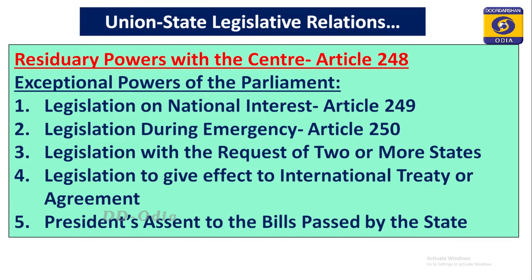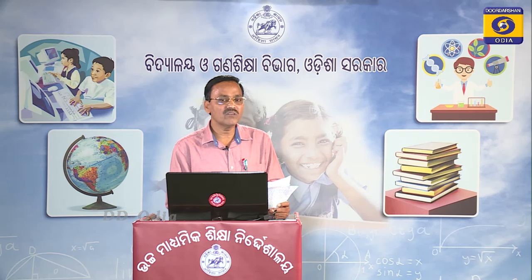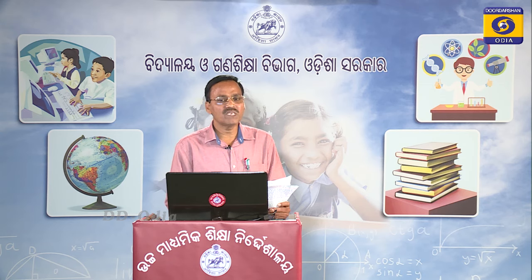Besides that, to give effect to an international treaty or agreement, if the situation demands, the union government or union parliament can make law relating to the state list, and because of that, if the states are affected, then the states have no right to raise voice against the union government or union parliament. For example, Berubari territory.